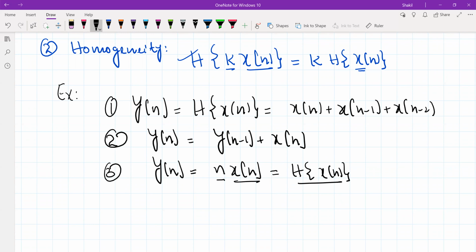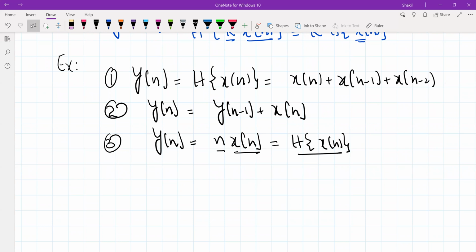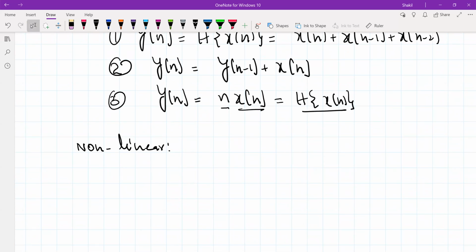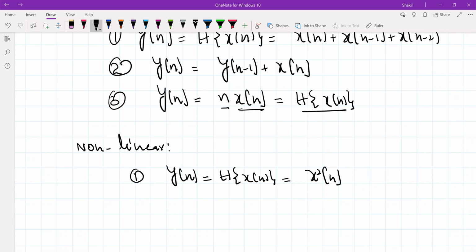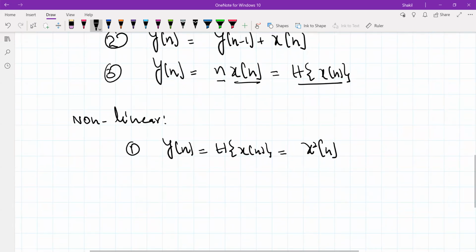Now, if the system is not linear, then it is non-linear. What are the examples of a non-linear system? If the system is not linear, then obviously it will be non-linear. A few examples of non-linear systems: y of n equals x squared of n. So what is the system doing? It is simply squaring the current sample value.